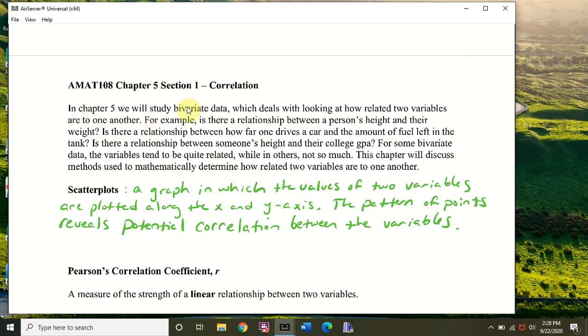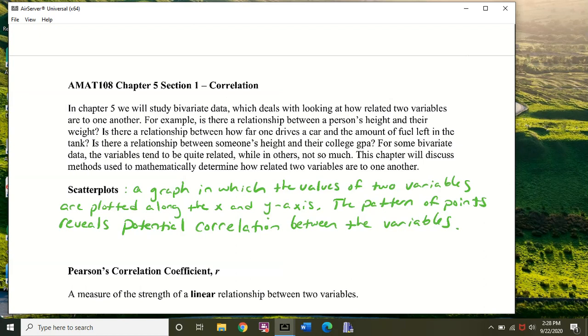In Chapter 5, we'll study bivariate data, which deals with looking at how related two variables are to one another, specifically numerical variables. For example, is there a relationship between a person's height and their weight? We could get a bunch of people, ask them for their height in inches and their weight in pounds, and then plot those points and see if there's some sort of relationship. Is there a relationship between how far a person drives a car and the amount of fuel left in the tank? I would think so.